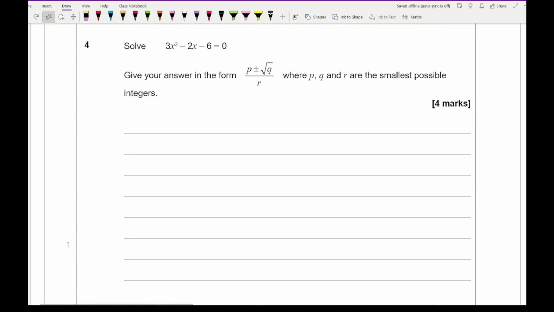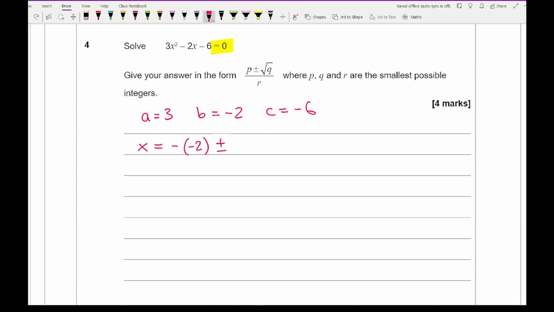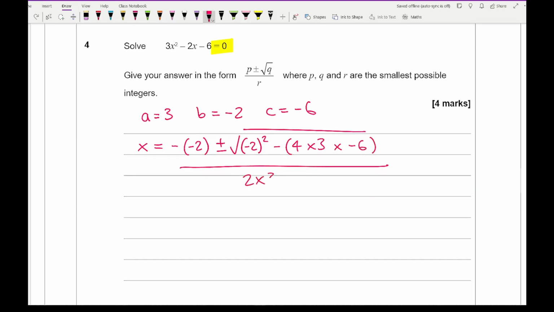Moving on to question 4, it says solve 3x squared minus 2x minus 6 equals 0. Give your answer in the form of a surd. So this question could be on a non-calculator paper, but again, making sure it's equal to 0. So here I've got a equals 3, b equals minus 2, and c equals minus 6. So lots of negatives there. So substitute it into the quadratic formula, end up with minus minus 2 plus minus the square root of minus 2 squared minus 4 times 3 times minus 6, all divided by 2 times 3.